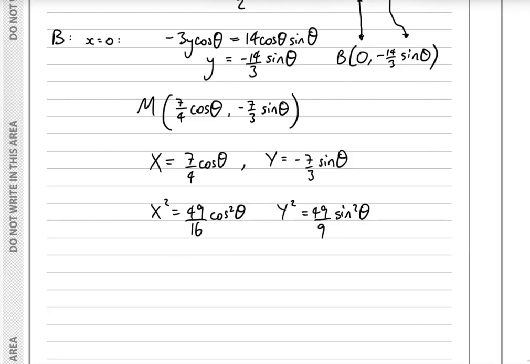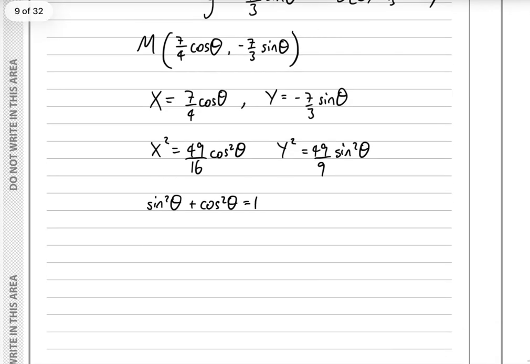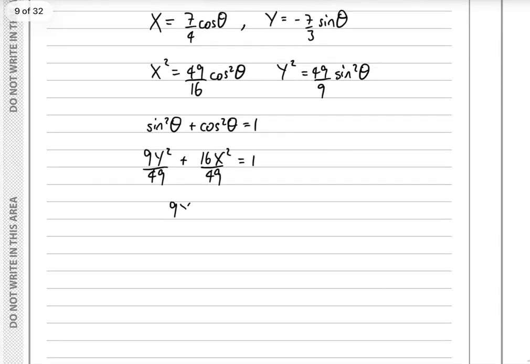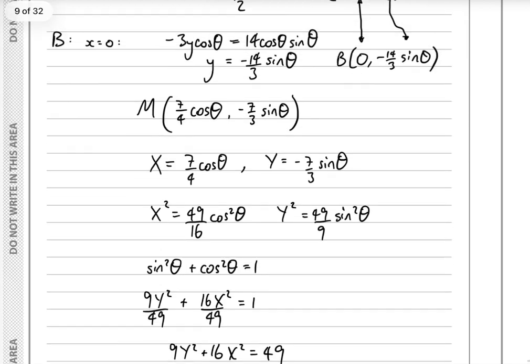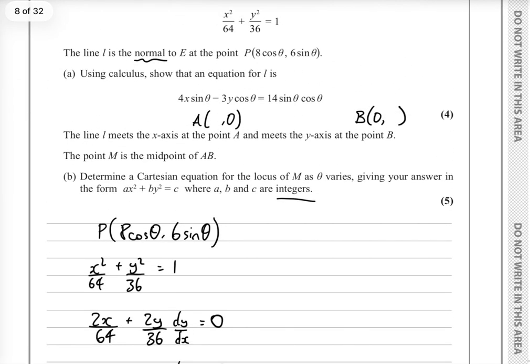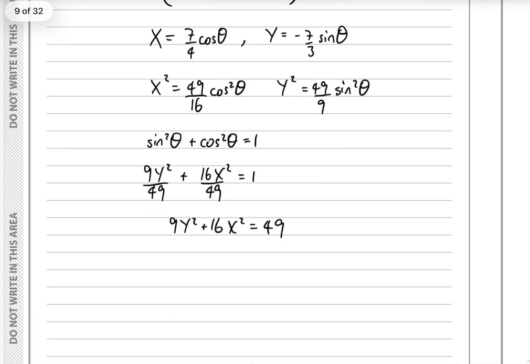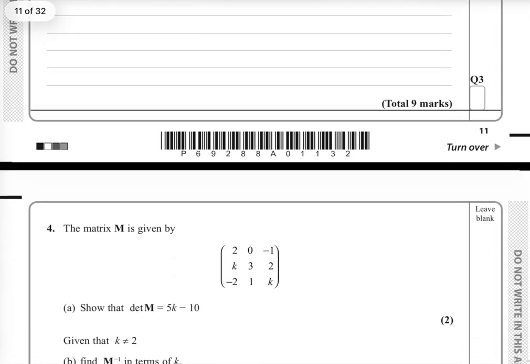So we can rearrange both of these and substitute them into the identity sine squared theta plus cos squared theta must equal 1. Sine squared theta is equal to 9y squared over 49. Cos squared is 16x squared over 49. So multiply everything by 49 and we have our final answer, where each of those are integers. Just check that we've finished. Part B finished, yes. On to question number 4.